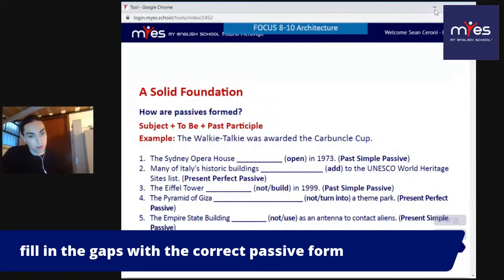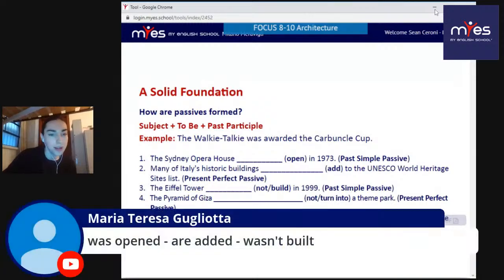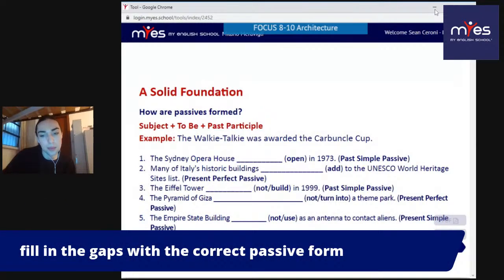So the Sydney Opera House, something, open, in 1973. Many of Italy's historic buildings, something, to the UNESCO World Heritage Sites list. The Eiffel Tower, this is negative, build in 1999. The Pyramid of Giza, negative, turn into a theme park. And the Empire State Building, negative, used as an antenna to contact aliens. These are quite interesting. So we already have Mary working away, was opened or added, wasn't built. Fantastic.